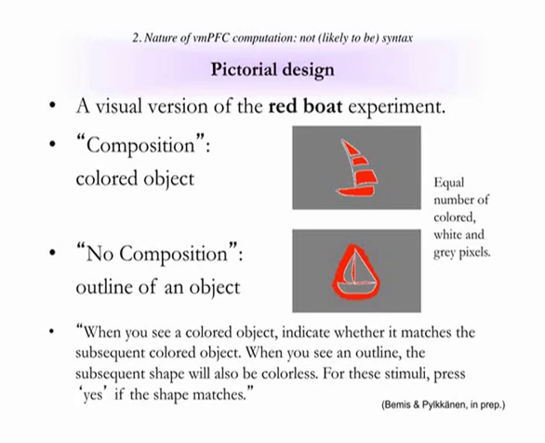So this is now just a visual version of the red boat experiment, where the composition condition is just you're looking at a colored object. So this would be a red boat. And in the no composition condition, you're just looking at an outline of a boat. And just to match for the visual complexity, there's an equal number of red pixels as a background to the outline.